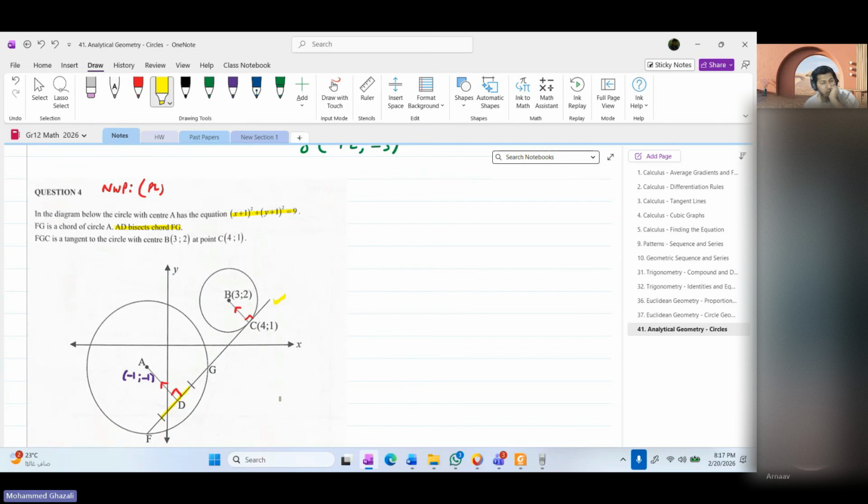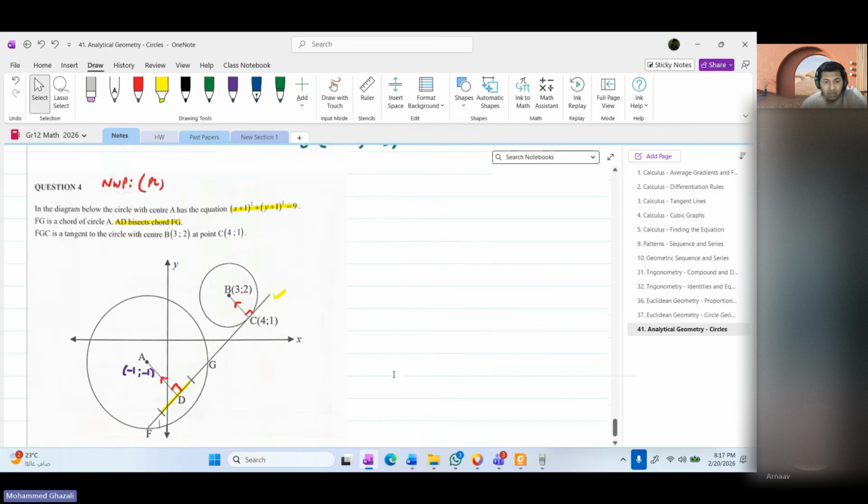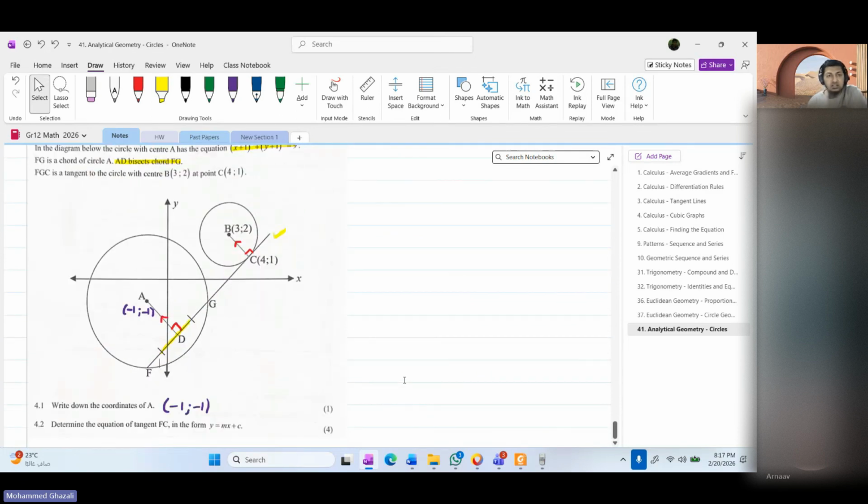I'm not sure what question they can ask. Let's see the build up. Determine the equation of FC in the form y equals mx plus c. So we just did this now; I was discussing the same thing. So let's answer this question, 4.2.